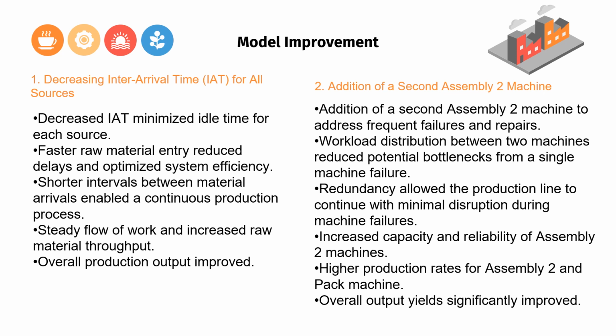The second improvement is the addition of a second assembly tool machine. The addition of a second assembly tool machine is to address frequent failures and repairs. Workload distribution between two machines reduces potential bottlenecks from a single machine failure. Redundancy allows the production line to continue with minimal disruption during machine failures. Increased capacity and reliability of assembly tool machines produce higher production rates for the assembly tool and pack machine. Overall output yields significantly improve.